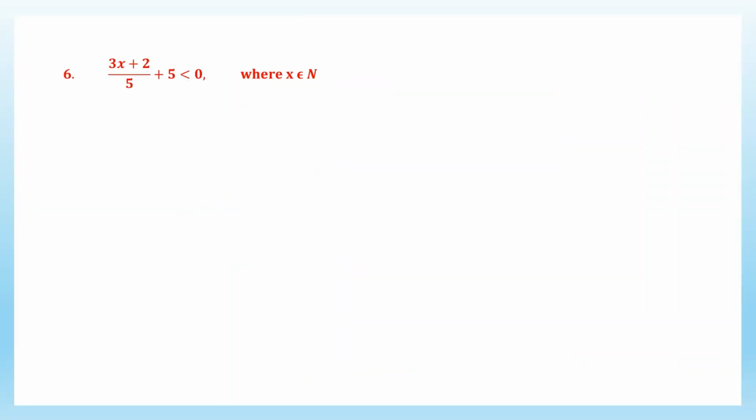Question 6. 3x plus 2 by 5 plus 5 is less than 0, and x belongs to N, which stands for natural numbers. So let's write down a few natural numbers here just for our information. Natural numbers are counting numbers that begin from 1: 1, 2, 3, 4 and so on.